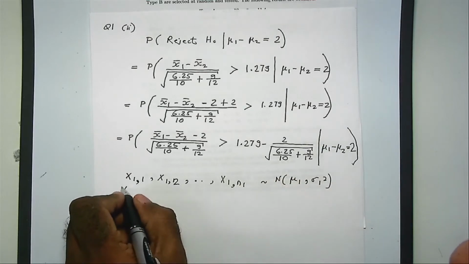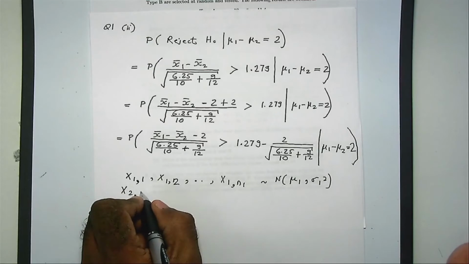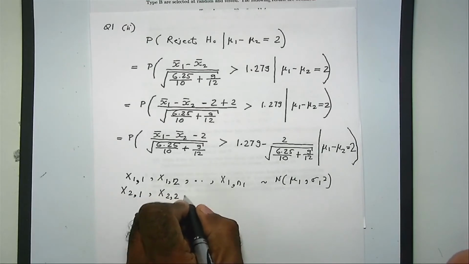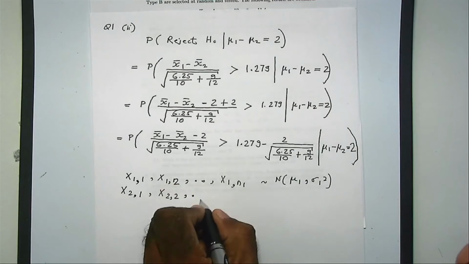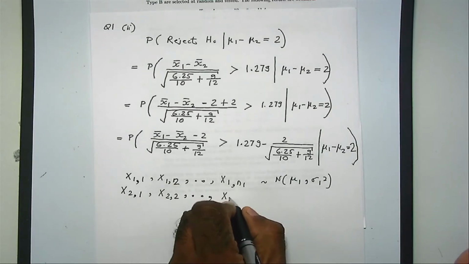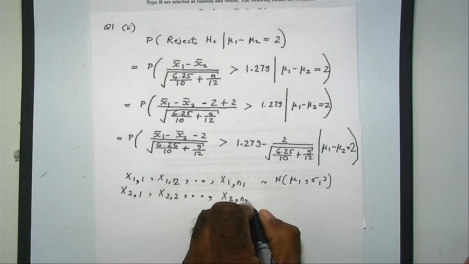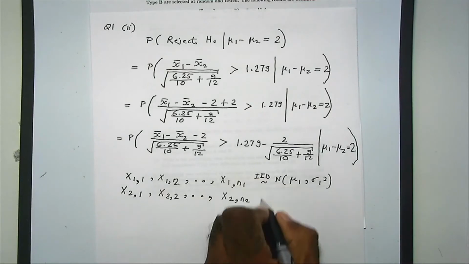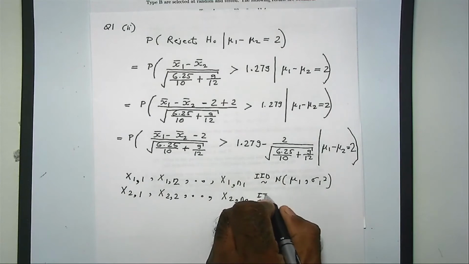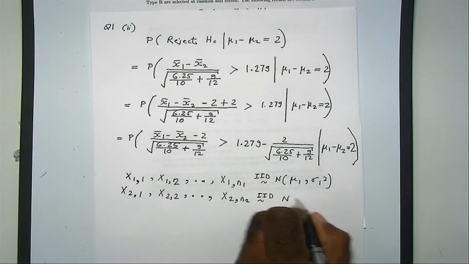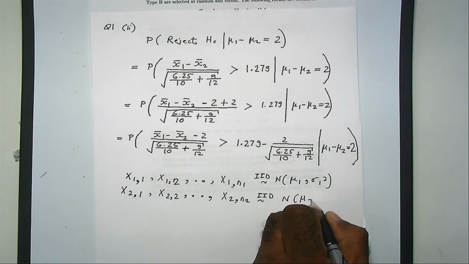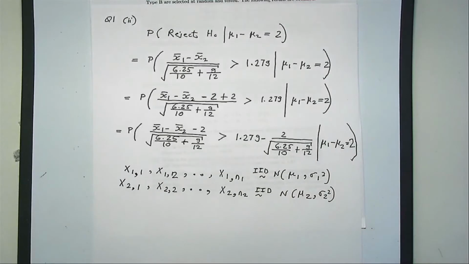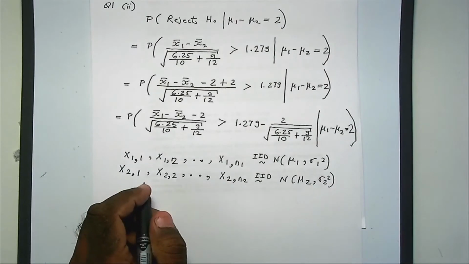Then x21, x22, up to x2 n2. These are all IID normal with parameters mu2 and sigma 2 squared. And suppose too that these two samples are independent of each other.